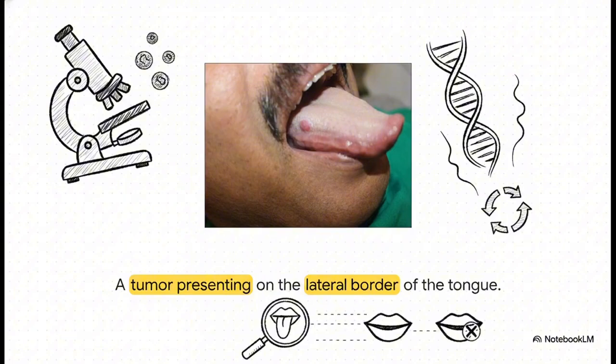Pivoting slightly to another major category, tumors. Notice that lesion presenting right on the lateral border here? Tumors can develop in these areas and they can be either benign or malignant. Catching anomalies like this early on, whether it's just a minor mucosal irritation or a full-blown tumor, is exactly why we all need to pay really close attention to the visible landscape of our mouths.